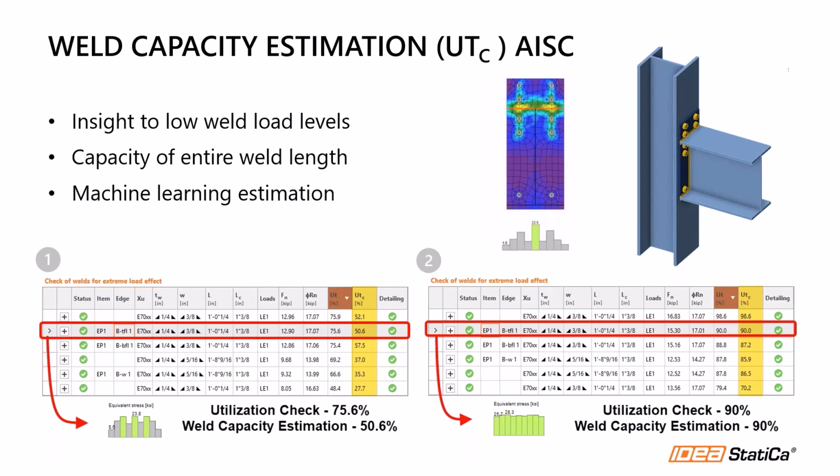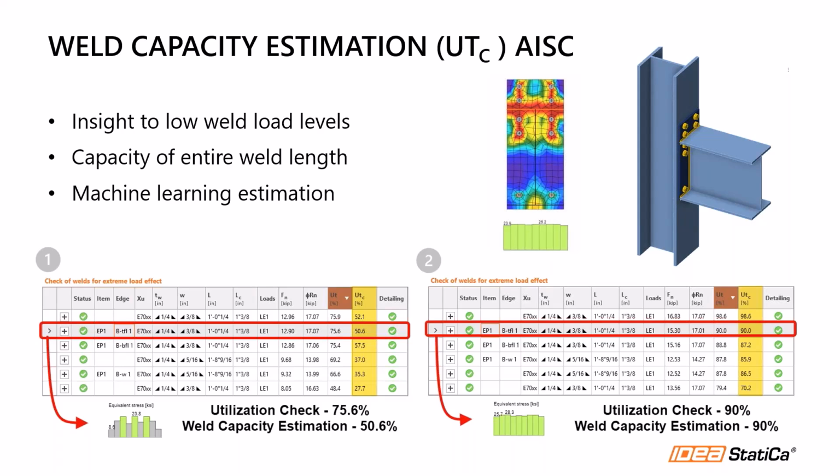So we'll go ahead and talk about the weld capacity estimation feature within IDEA StatiCa. It is a new feature that was released within version 24.1, and it's a measure to offer more insights into low weld loading conditions. As part of the feature, it offers the capacity estimation of the entire weld length. And this capacity estimation is driven through a machine learning estimation model. Before we dive into the model, let's first talk about the new feature and why it was released.